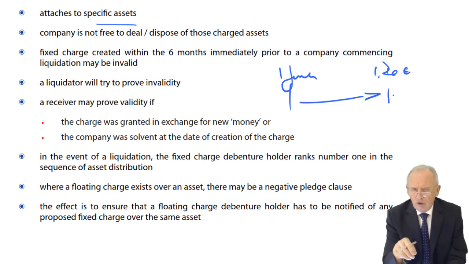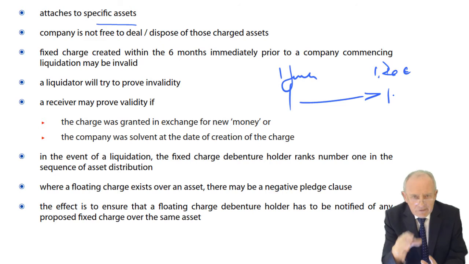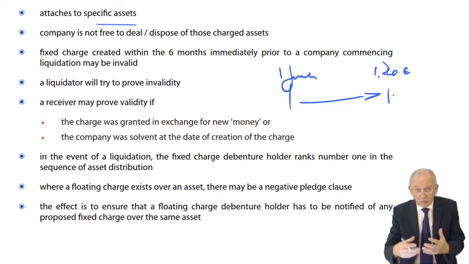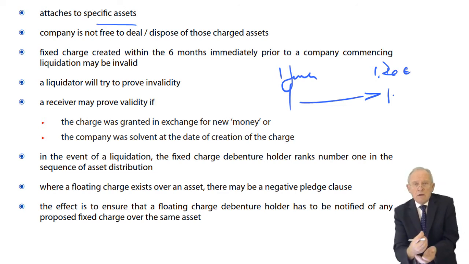And if the receiver can show that at the time this charge was created, this security was granted to the fixed charge lender, at that time the company was solvent, or that the charge was created in respect of new money coming in.